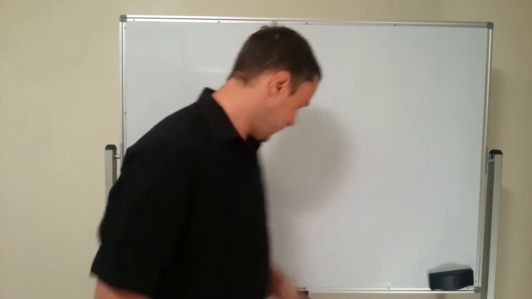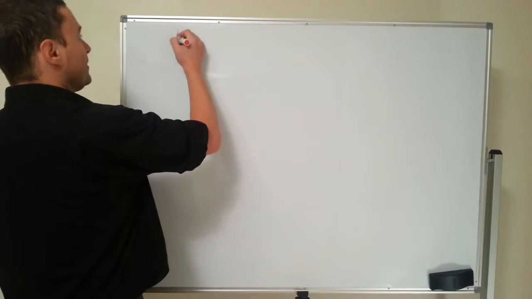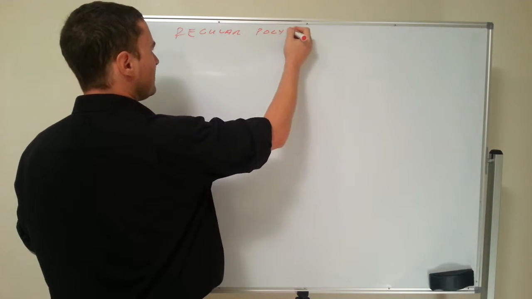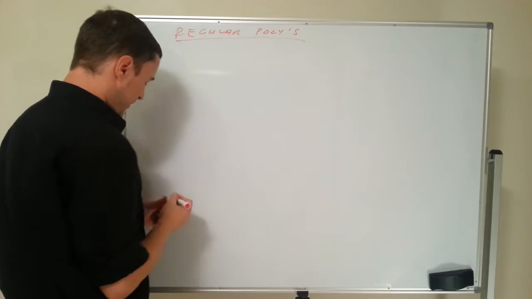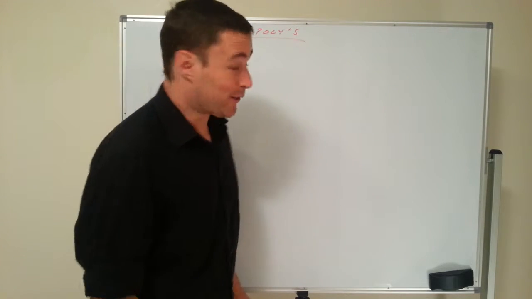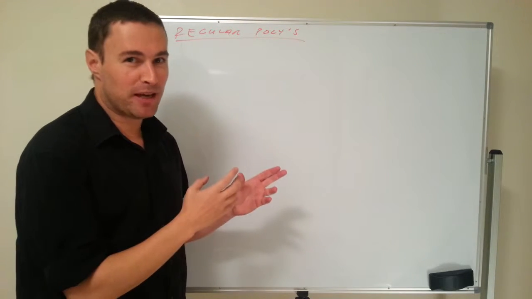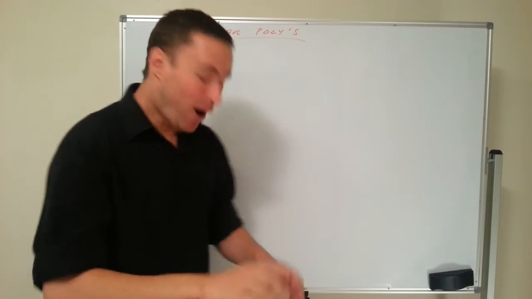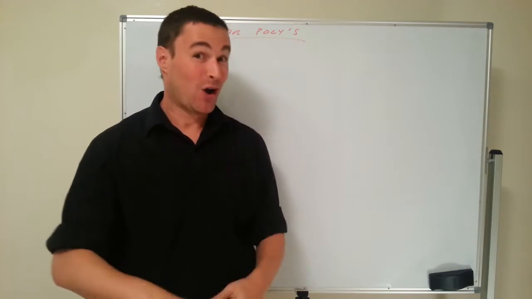Welcome to today's lesson. What we're looking at today is regular polygons. Regular polygons, I feel like I should make a joke about regular, but I'm not going to. Regular polygons are when all the sides and all the angles are equal.